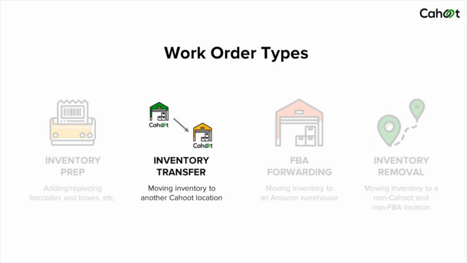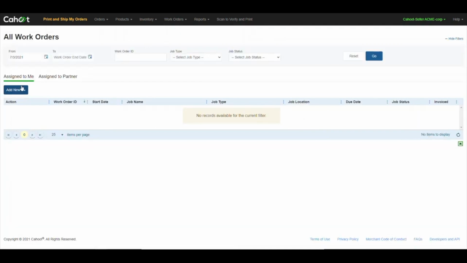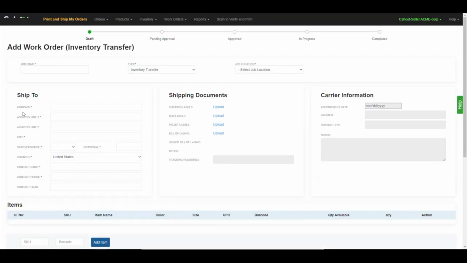Inventory transfers are work orders to move inventory from one Kahoot warehouse to another. This is a special service for select accounts that work with multiple Kahoot locations, and each inventory transfer typically starts with a discussion with your Kahoot account manager. On the Work Orders page, click Add New and select Inventory Transfer.